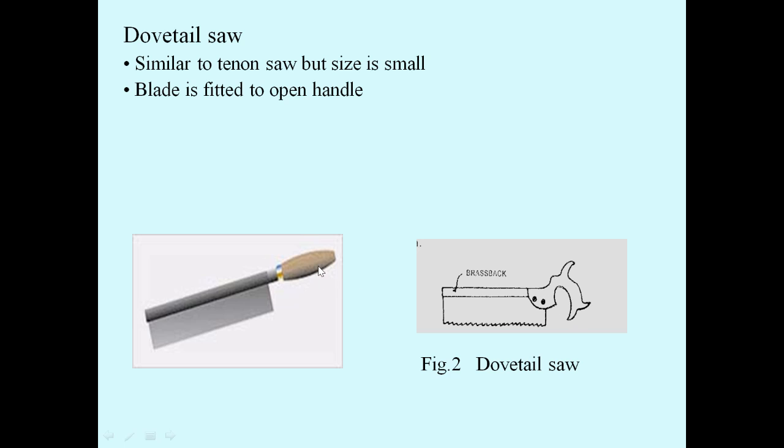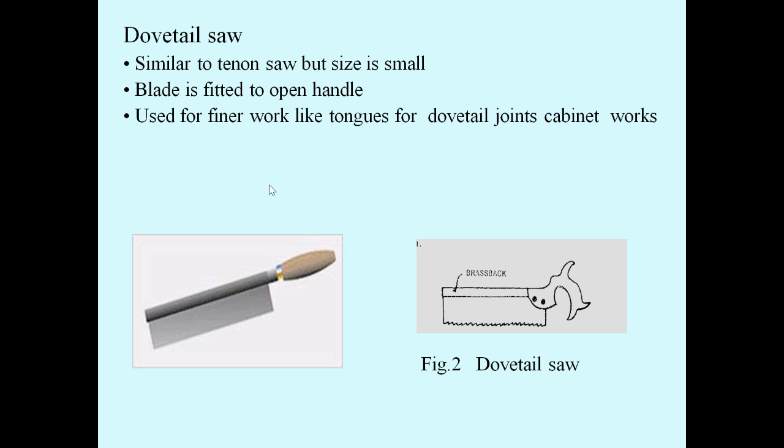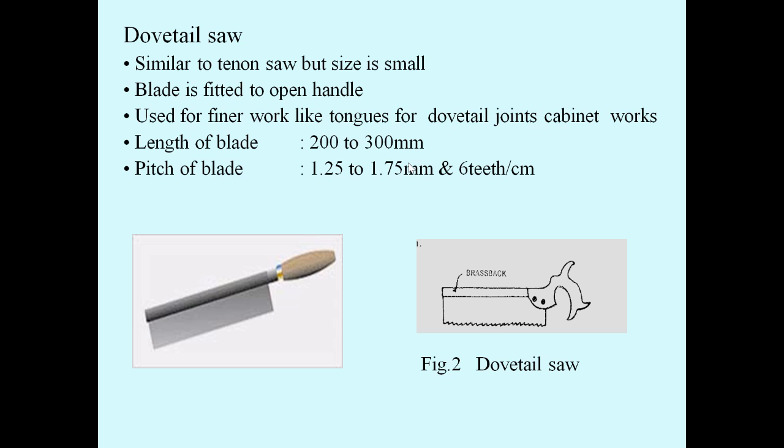You can see here, and it is used for finer works like tenons for dovetail joints and cabinet works. Next, the length of the blade is about 200 to 300 mm. The pitch of the blade is about 1.25 to 1.75 mm, and 6 teeth per centimeter. So there are 6 teeth per centimeter in the dovetail saw.